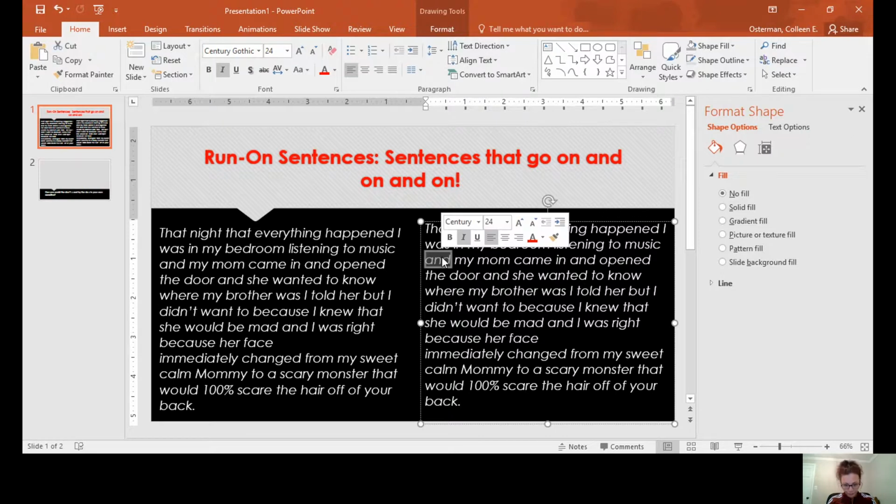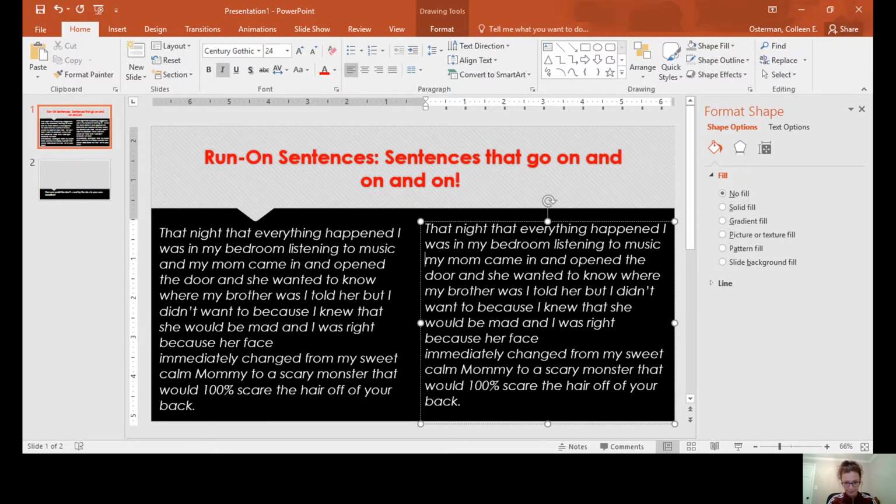So I can take out this and I'm going to put a period. That night that everything happened, I was in my bedroom listening to music. What were you doing? You were doing the action of listening to music. That is a complete sentence. Now I see another subject, my mom. This is the beginning of a new sentence, so I'm going to capitalize it.